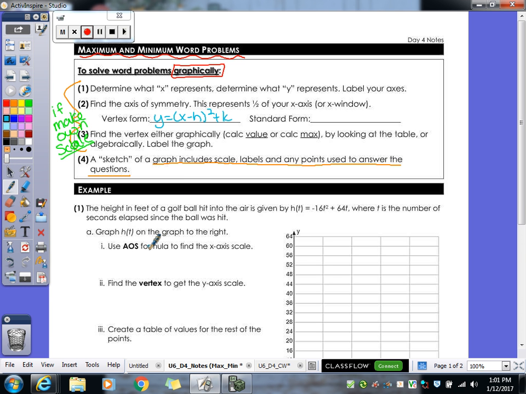Y equals x minus h squared plus k. That's just another way that they can write your quadratic. Some people get confused by that because the squared is outside of the parenthesis, but you would still get an x squared term if you were to multiply everything out. So that's still a quadratic. It's just a different way of writing it. And of course, we still always have our regular standard form. So ax squared plus bx plus c.